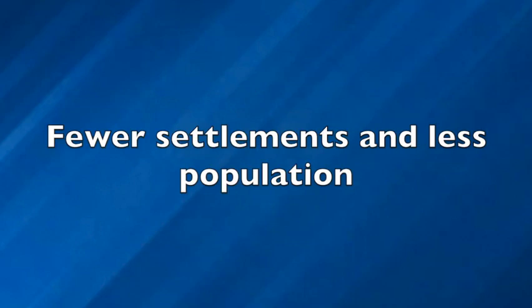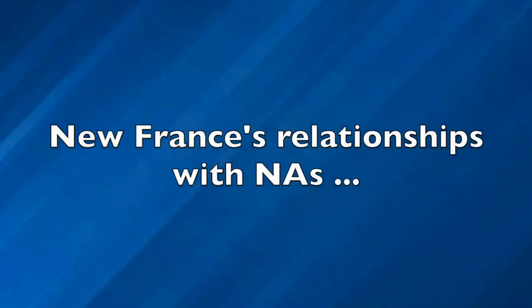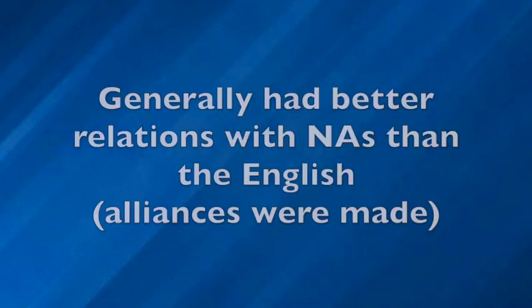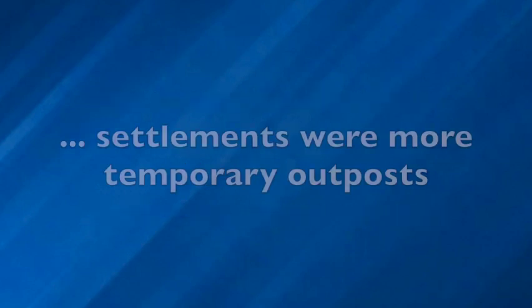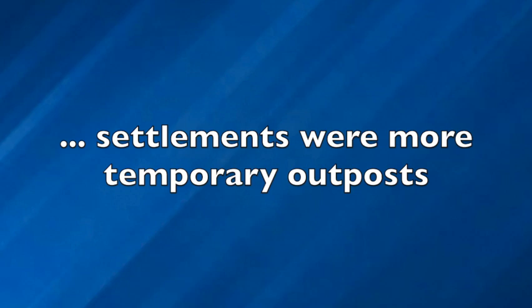There were fewer settlers, primarily men involved in fur trade, and less emphasis on large-scale permanent settlements like in the English colonies. Relations with Native Americans: the French generally had better relations with Native Americans due to trade alliances and less territorial encroachment. They set up more outposts or temporary settlements as opposed to the English permanent settlements that were very high in population.